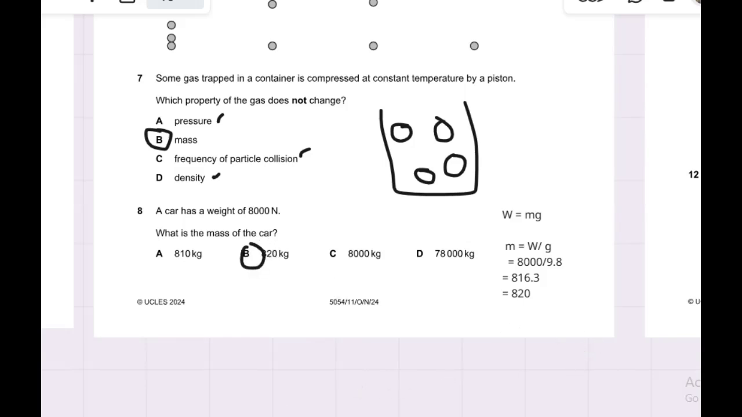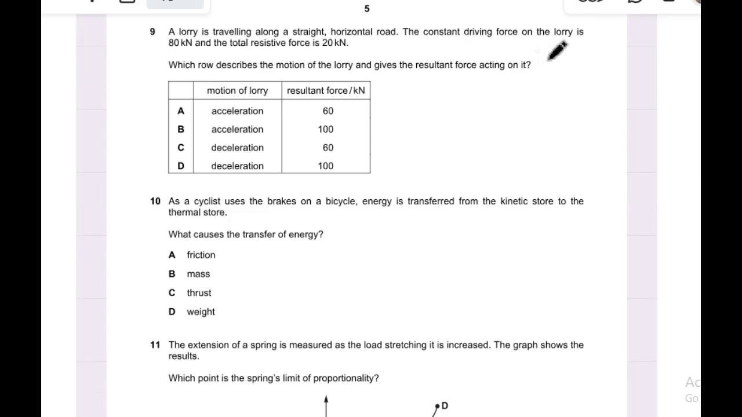Question 9. A lorry is traveling along a straight horizontal road. The constant driving force on the lorry is 80 kilonewton and the total resistive force is 20 kilonewton. Which row describes the motion of the lorry and gives the resultant force acting on it? So let's draw this simple free body diagram. The forward force is 80 and the backward force is 20. Therefore, the resultant force acts in the forward direction and its magnitude is 60 kilonewton.